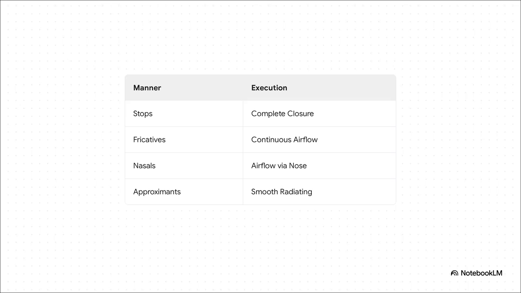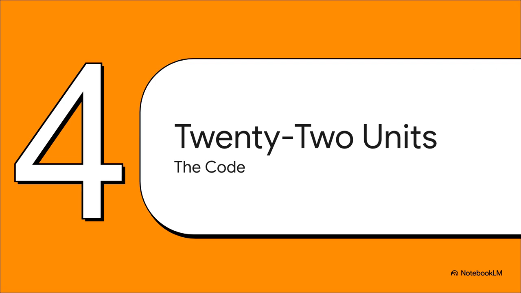A complete stop, where your airflow is totally blocked, like a B or a T, acts completely differently in reality than the continuous rushing airflow of a fricative like F or S. Nasals bypass the mouth blockage entirely to create this continuous resonance, while approximants create smooth, radiating waves. According to this geometry, you are quite literally sculpting physics with your breath. Okay, section 4, 22 units of reality.